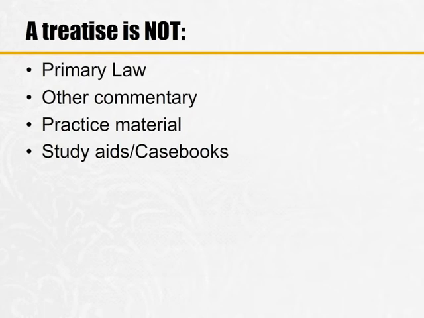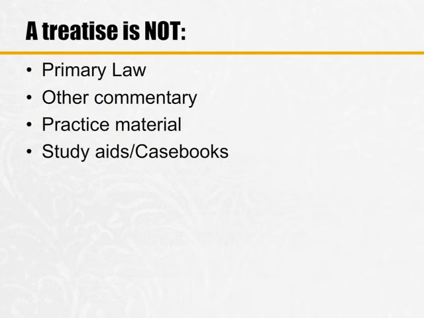Determining whether a specific title is a treatise can be tricky, and it is often helpful to look at what it is not first. A treatise is not a source of primary law: case reporters, statutes and codes, and regulations. It is not the other types of commentary that you have already learned about, such as encyclopedias, periodicals, and ALRs. It is also not practice materials such as form books and CLEs, and it is not study aids or case books, which are material geared towards helping students learn about a specific area of law.